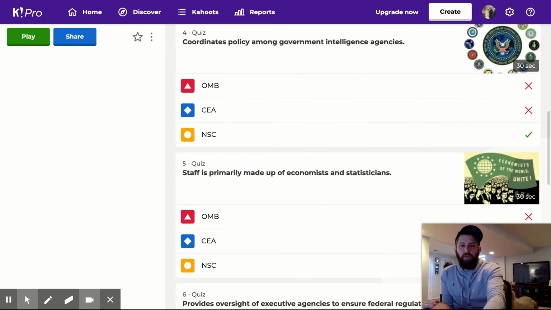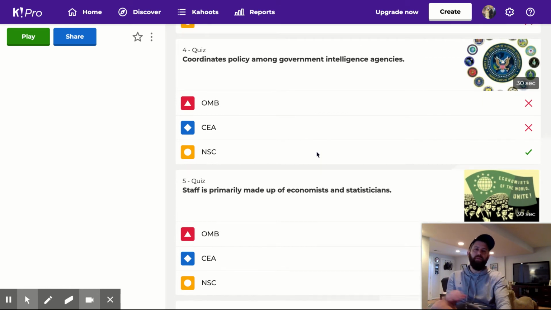So number four, looking at the NSC, coordinates policy among government intelligence agencies. Again, that's the DNI, the Director of National Intelligence. So this is where I like to look at things and just think how cool it is. Imagine if you're the president of the United States and you've got the guy who coordinates everything with the military sitting right there, right? We have bases all over the world, nuclear weapons all over the world, incredibly brave men and women around the world, and the greatest military arsenal that mankind has ever seen. And then sitting over there, you have the Director of National Intelligence who's giving you all the stuff that our spies tell us, right?